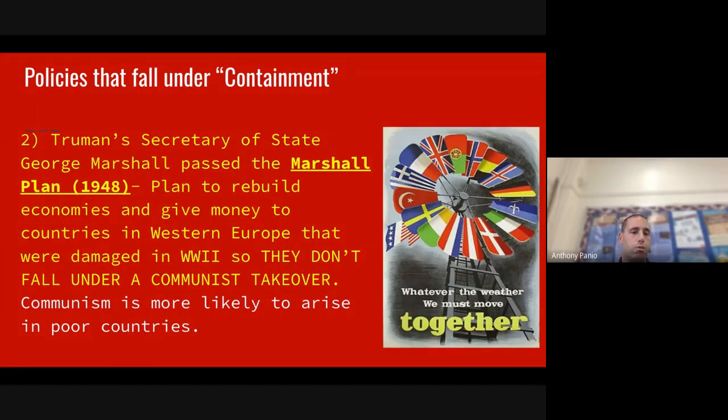Communism is more likely to arise in poor countries. We talked about this during the Roaring Twenties, but this is just a reminder. Communism stems from the fact that if people are poor and struggling and not making a lot of money, but they're looking at businesses that are making a lot of money, there becomes this issue of, okay, why do they make so much money and I make practically nothing? Maybe we should try and change that around so everyone makes the same. So it's a more appealing idea when you're poor and struggling. If you're doing well, it's not as appealing.